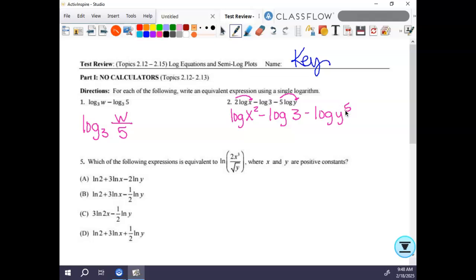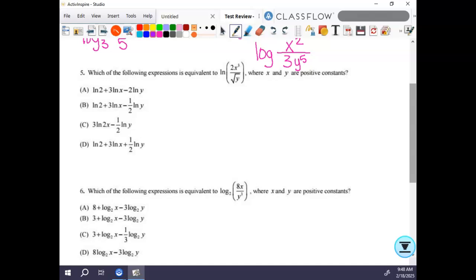Now remember, the easiest way to do this when you have more than 2 is to go ahead and do log of whatever base it is. I'm going to make it into a quotient. Everything that's positive, so this is the only positive one, it goes in the numerator. Everything that's negative goes in the denominator, so this is 3y to the 5th. All right. Which of the following expressions is equivalent?